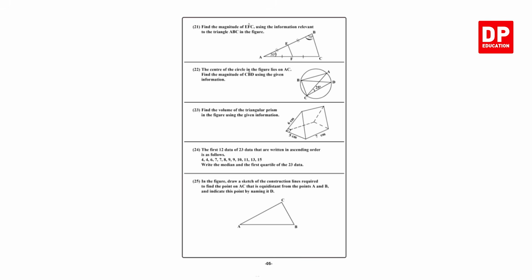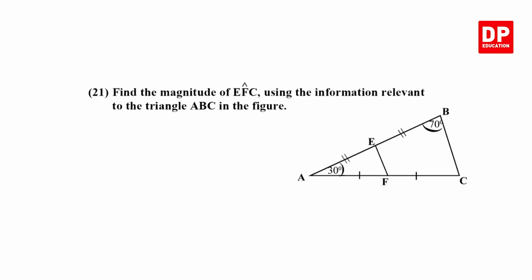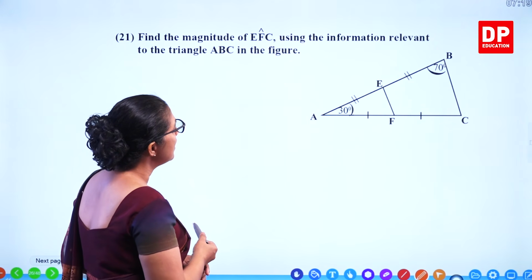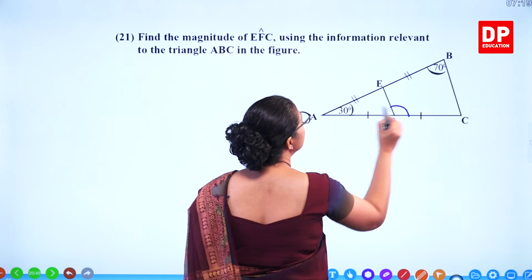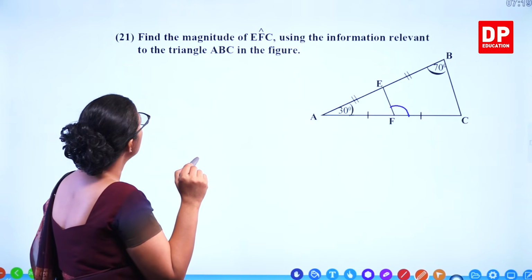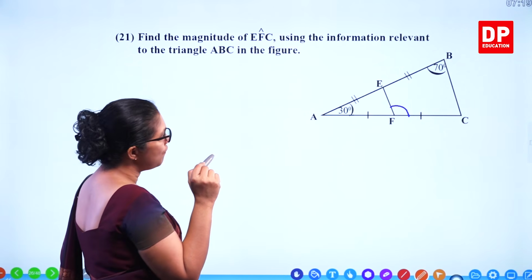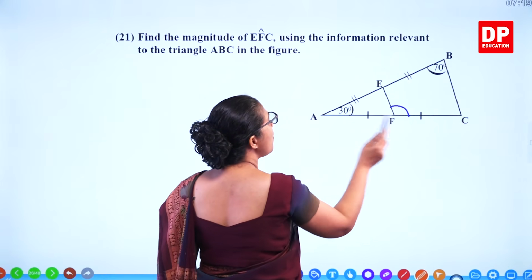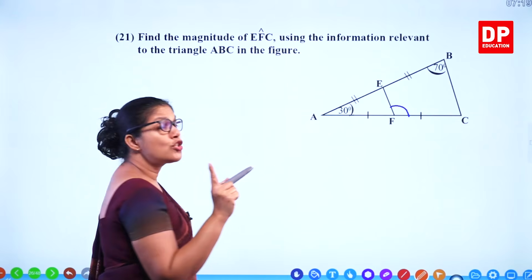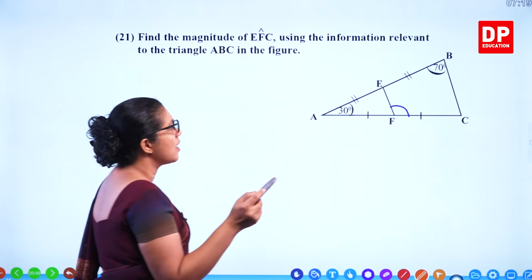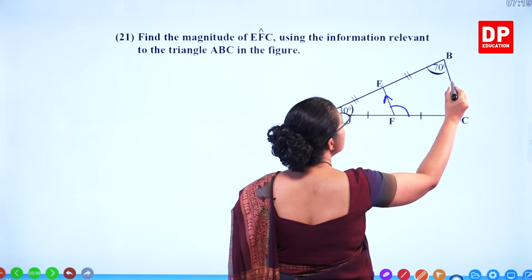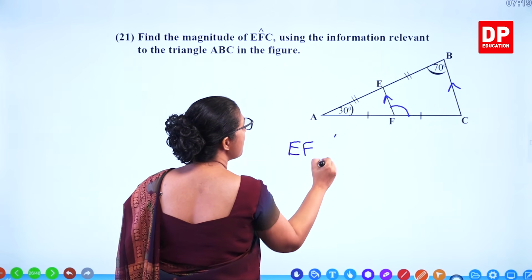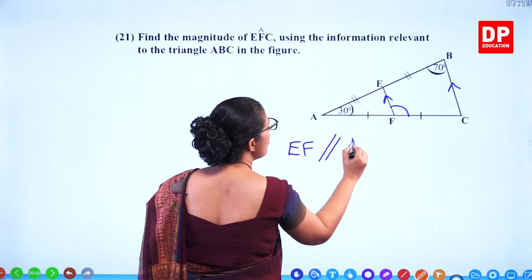Now try 21 to 25. Question number 21. Find the magnitude of EFC. EFC means this angle. Using the information relevant to the triangle ABC in the figure. Now can you say E is the midpoint of AB, F is the midpoint of AC. According to the midpoint theorem, EF is parallel to BC. So first thing you need to remember, midpoint theorem. EF is parallel to BC.